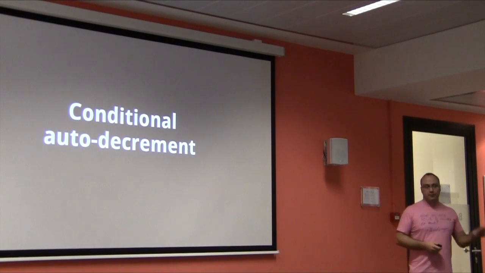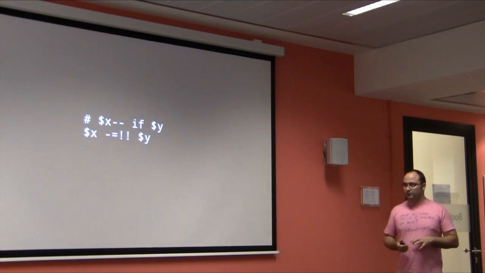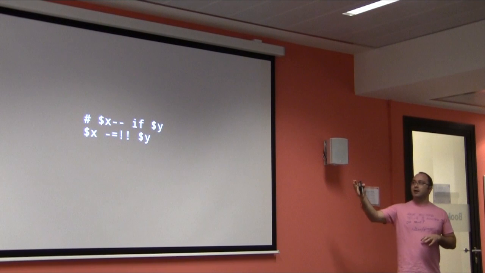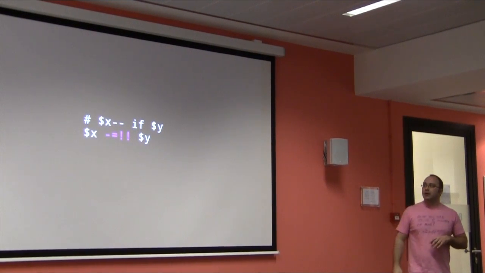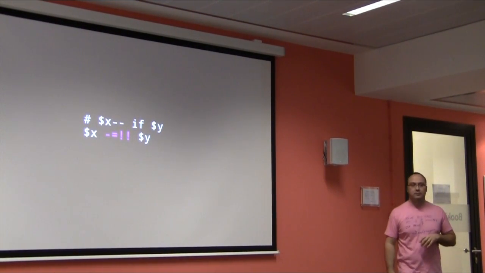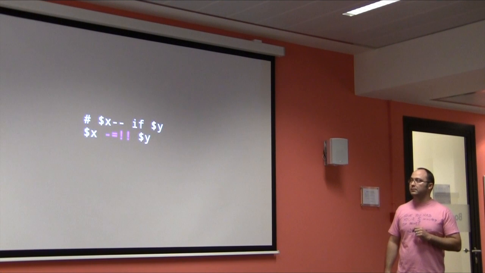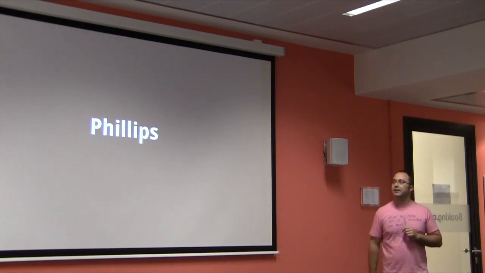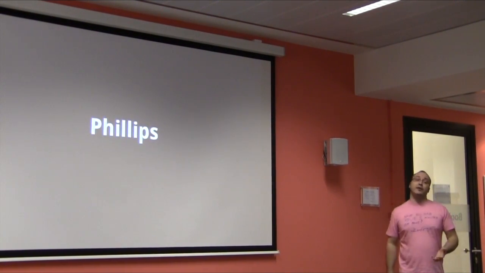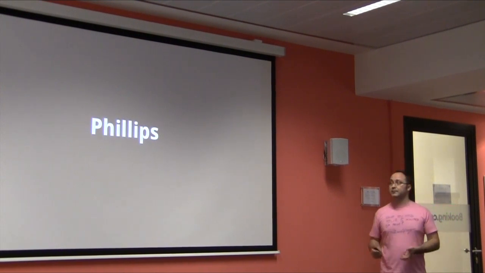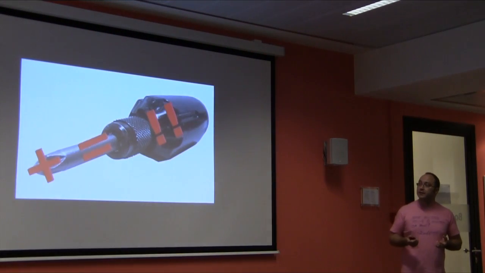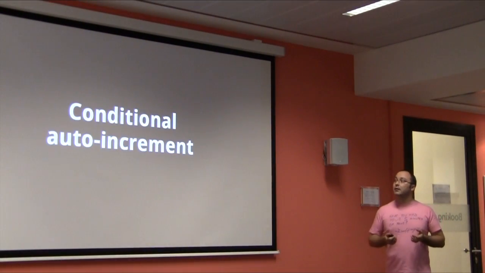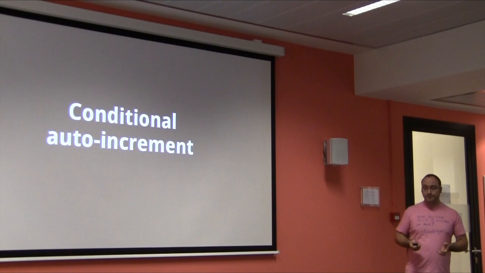So this is a conditional auto decrement. So basically it does this. It removes one from X if Y is true. There's more than one way to screw screws. So there's the Phillips, which looks like this, and does the conditional auto increment.